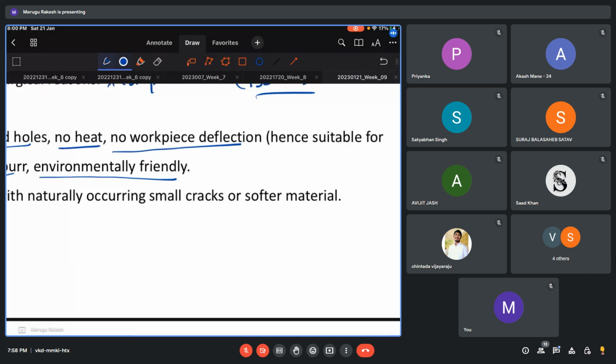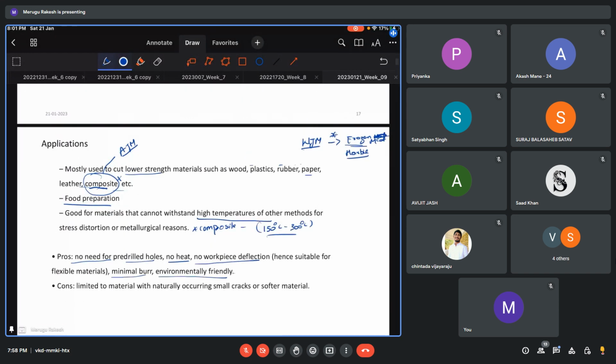This environmental friendly applies only to water jet machining, not for abrasive water jet machining. This environmental friendly applies only to water jet machining. So there are some environmental concerns when you use abrasive jet machining. Generally these operations are done in closed chambers. If there is any leakage, these abrasive particles are so small that they will combine with the air, and if any operator inhales those things, he will get health problems.